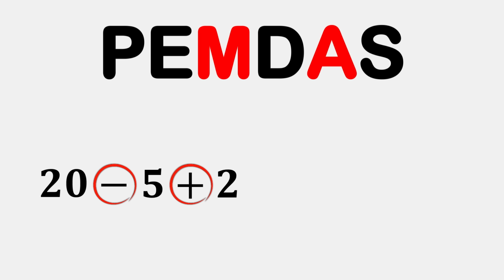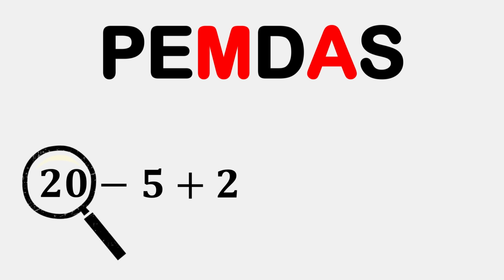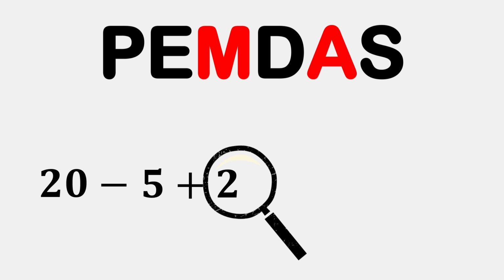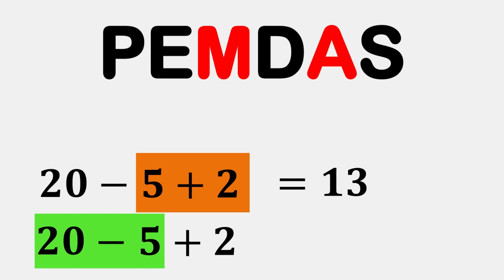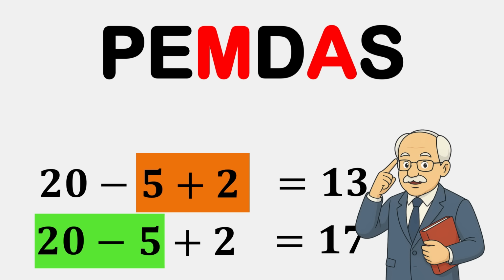Finally, the last step is addition and subtraction. Just like before, they are equals. You don't always add before you subtract. Instead, you scan the expression from the left and solve as you go. For example, take this one: 20 minus 5 plus 2. If you add 5 and 2 first, you get 7, and 20 minus 7 is 13. That is incorrect. Following the correct order, we move from left to right. 20 minus 5 is 15, and 15 plus 2 is 17. That is the correct way. Not using this method will easily lead you to the wrong answer.